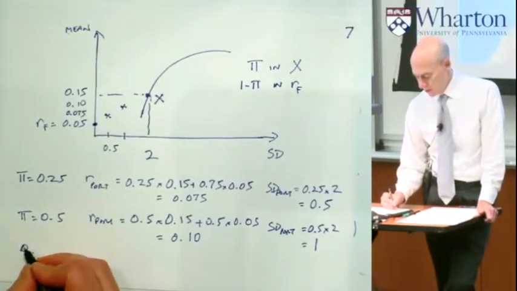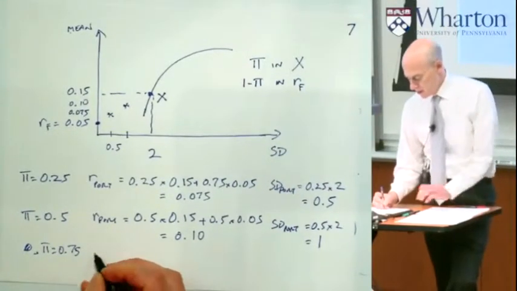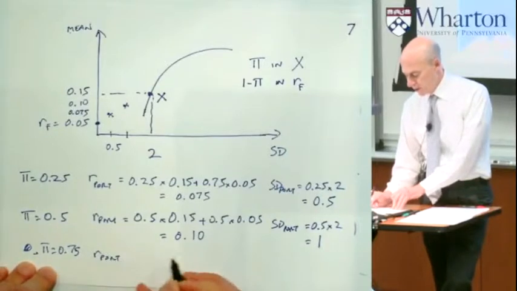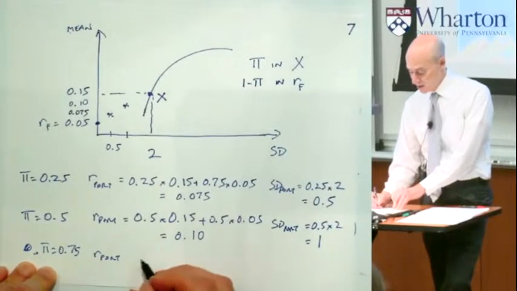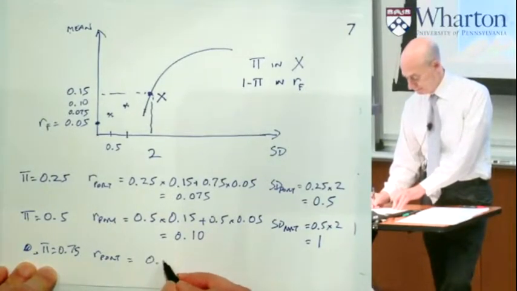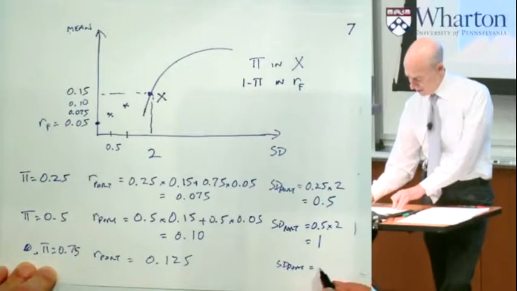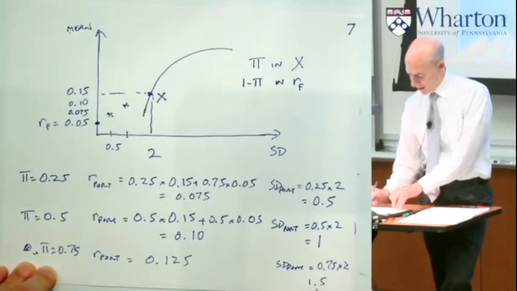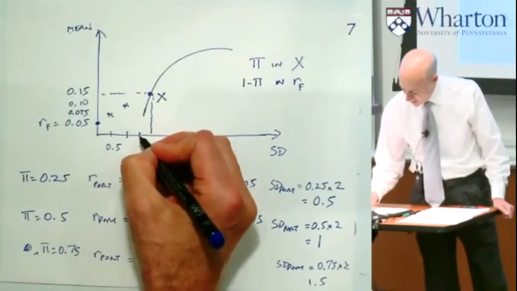Let's do one more. At pi equals 0.75, the expected return on the portfolio is going to be 3/4 of the way in between, which is going to be 0.125. And here we're going to have that the standard deviation of the portfolio is going to be 0.75 times 2, which is 1.5. Again, it's 3/4 of the way in between.